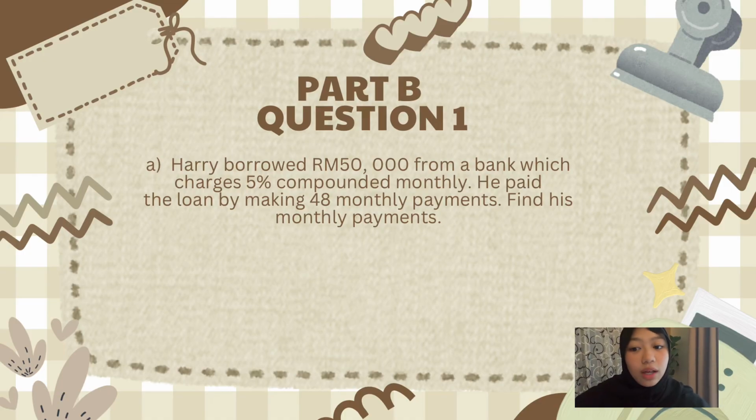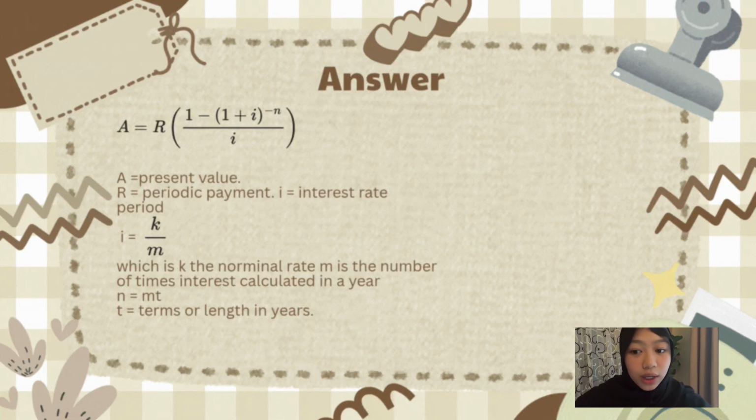Part B, question 1A. Harry borrowed RM50,000 from a bank which charged 5% compounded monthly. He paid the loan by making 48 monthly payments. Find his monthly payment. For this question, we can use the formula A equals R multiplied by [1 minus (1 plus i) to the power of negative n] all divided by i. As we can see, A represents the present value, R represents the periodic payment, and i represents the interest rate per period. For the value of i, we use k divided by m, where k is the nominal interest rate and m is the number of times the interest is calculated in 1 year.